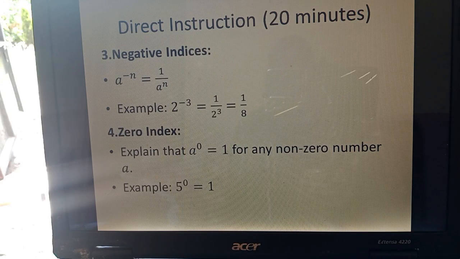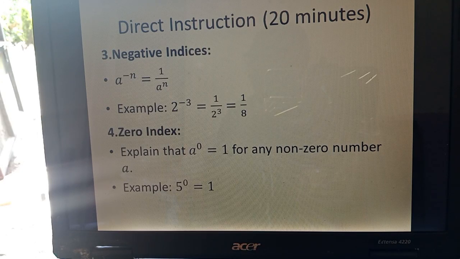Number 3 is the negative indices. So we are through with the rows, but there is another area of indices where students have problems, and this is in negative indices. If you have an index like a raised to negative n, remember a is a general base. A can be any number, as long as it is not negative. So a raised to negative n is equal to 1 over a raised to n.